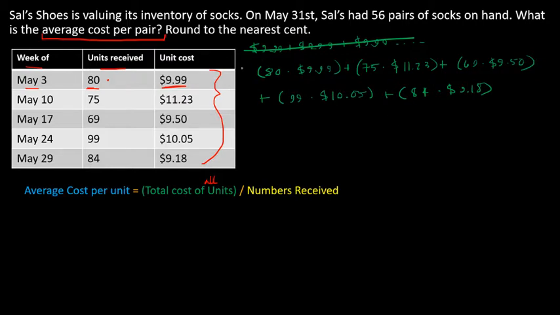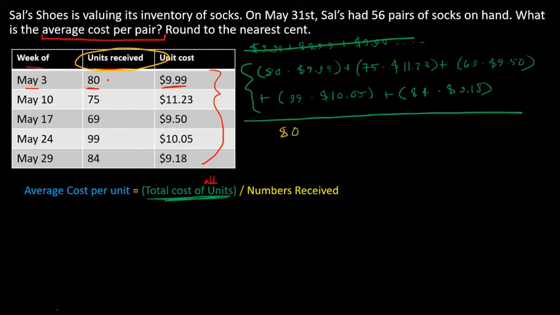Okay. So everything I've done so far is just finding the total cost of all units. So all of that becomes my numerator, the top of my fraction. Now, once I've done that, I'm going to divide by the number received. So units received is given right here, right? So I have 80 from the 3rd plus 75 on the 10th plus 69 plus 99 plus 84.